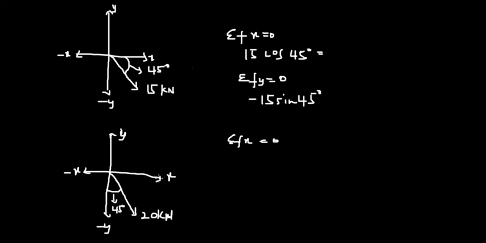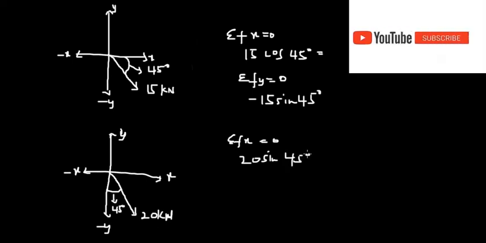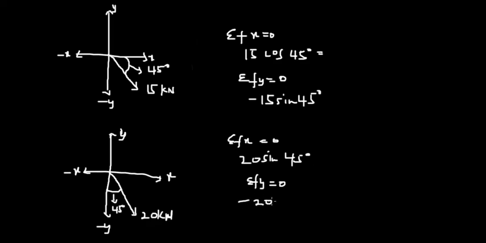The force along the x-axis will be what? We'll take it with respect to sine. So we have 20 sine of 45. And then when we take the force along the y-axis, since the angle is in between the y-axis and the force, it becomes cos. So we have negative 20 kilonewtons cos of 45 degrees.